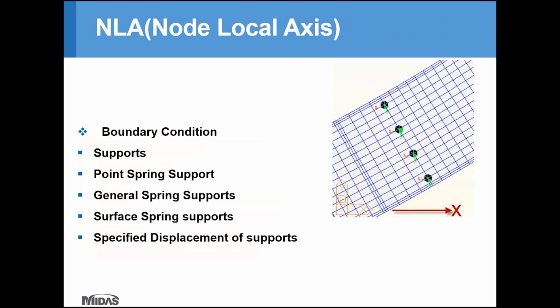Node local axes are used for defining boundary conditions such as support or point spring support, and so on. As shown here in the curved bridge, to obtain proper reactions along the tangential direction to the curved line and reactions in the radial direction, the global coordinate system cannot be used. In this case, we need to define the node local axis to get the proper reactions with the proper directions because the support axis follows the node local axis.